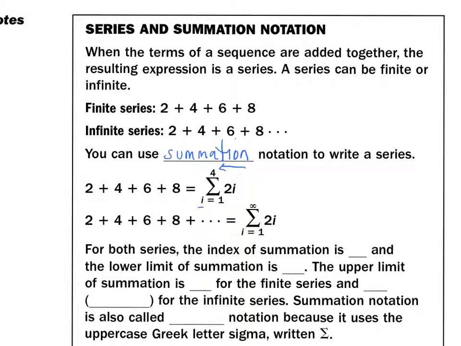Now, what if I have my triple dots here? That means it goes on forever, and it's an infinite series. And I put the infinity sign up there. So, for both series, the index of summation is represented with a lowercase i, and the lower limit of summation is 1. The upper limit of summation is 4 for the finite series, and infinity for the infinite series.